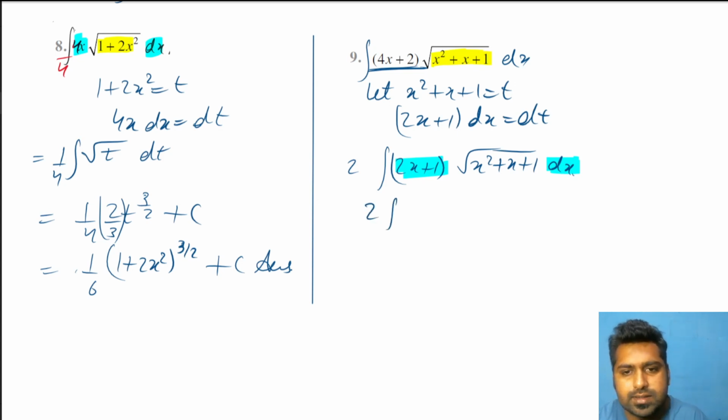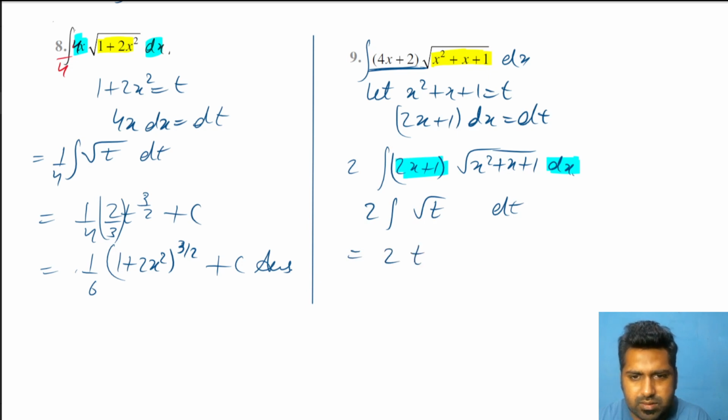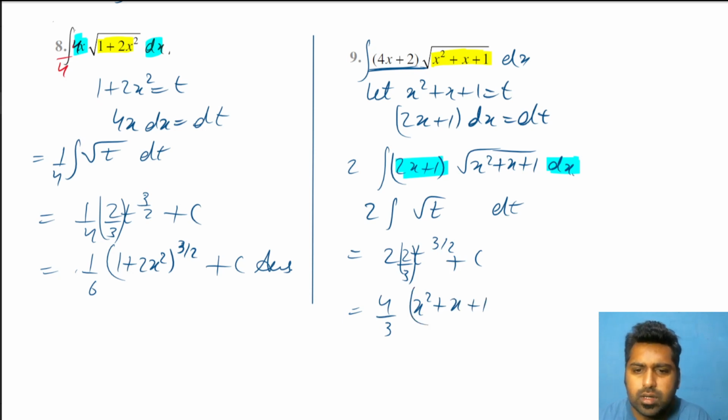So the question will look like this. Integration, this whole thing becomes dt, and square root of this means square root of t. Same idea again. 2 t raised to power 3 by 2 into 2 by 3 plus c. So 4 by 3. T is x square plus x plus 1, complete, raised to power 3 by 2 plus c. Okay.